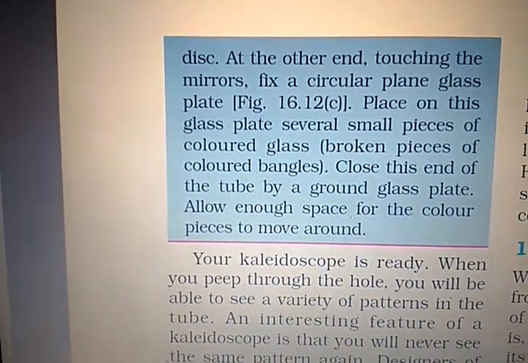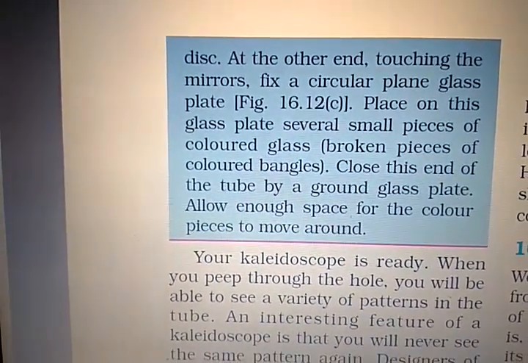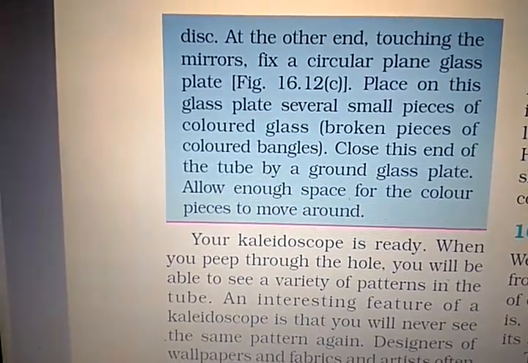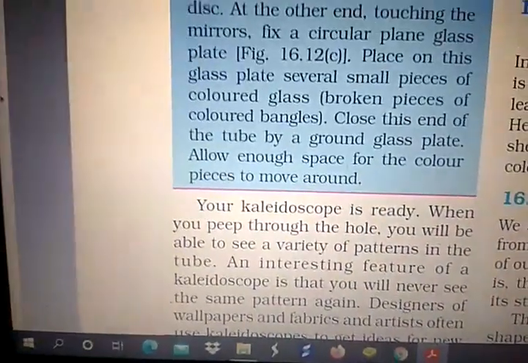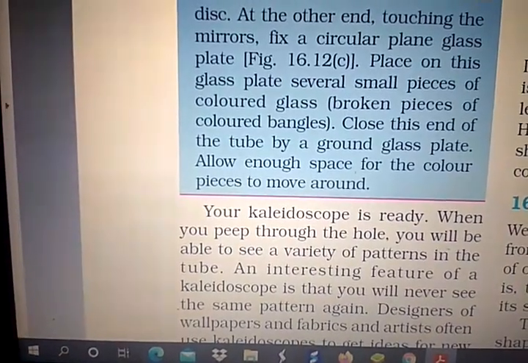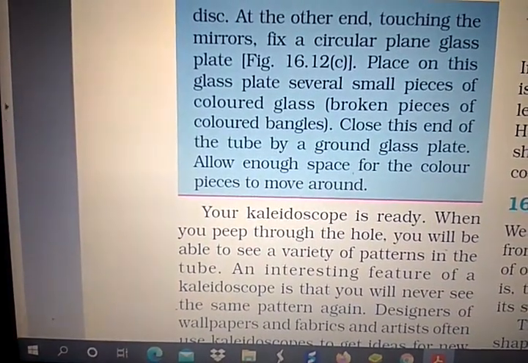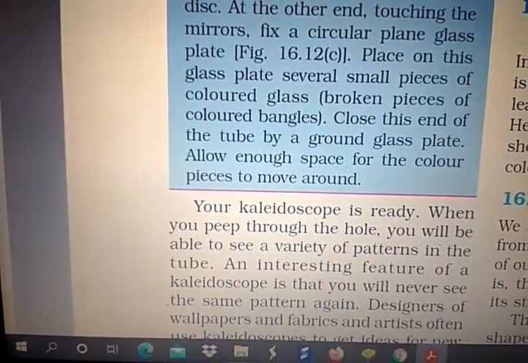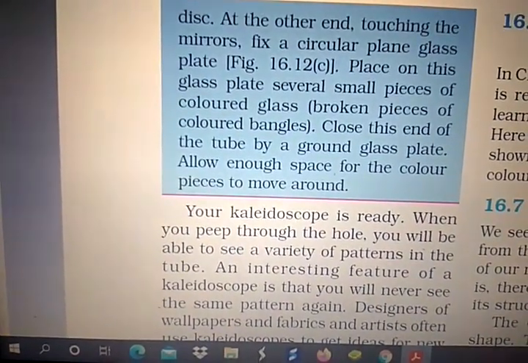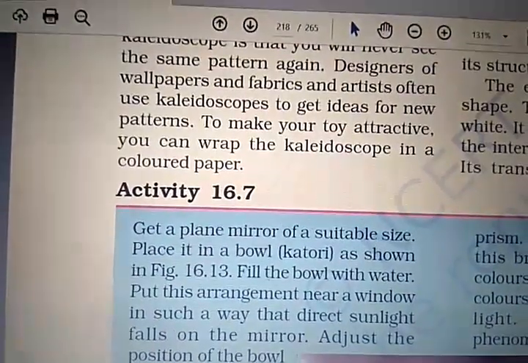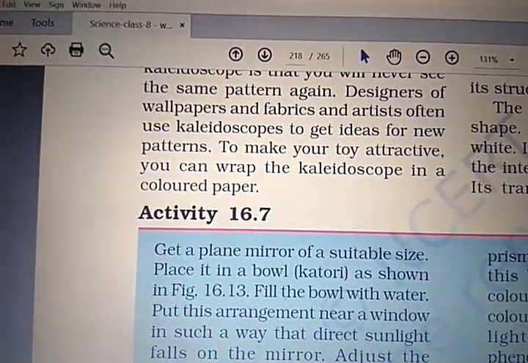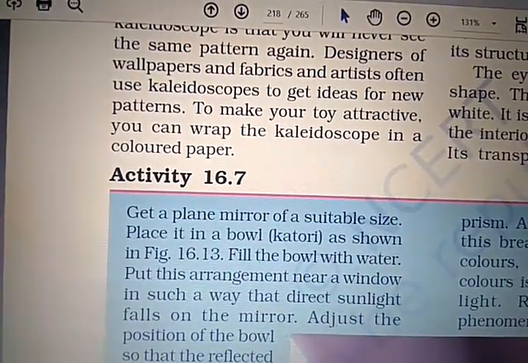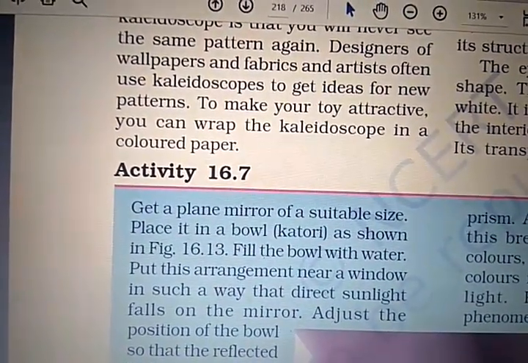So when you peep through the hole, you will be able to see a variety of patterns, meaning designs in symmetrical form. An interesting feature of the kaleidoscope is that you will never see the same pattern again, right? Every time you can find different designs. Designers of wallpaper and fabrics, and artists, often use a kaleidoscope to get ideas for new patterns. To make your toy attractive, you can wrap the kaleidoscope in colored paper.